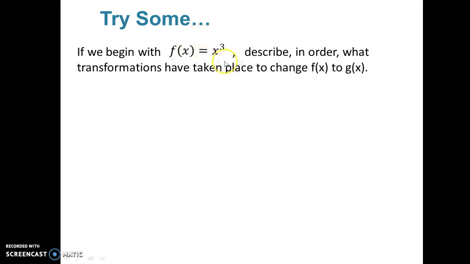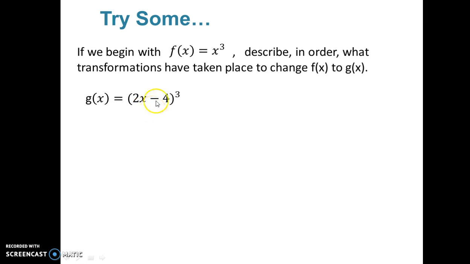We're going to begin with the basic function, x cubed. We're going to describe in order what transformations have taken place. So here's our function that we're going to result from here. I want you to, in words, let's do this one together. In words, describe the order of what's happened here.